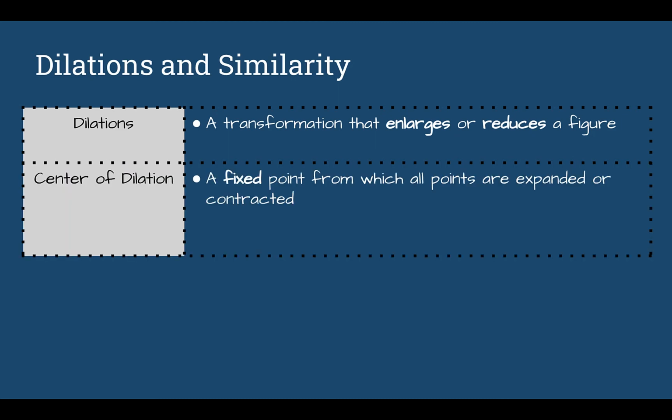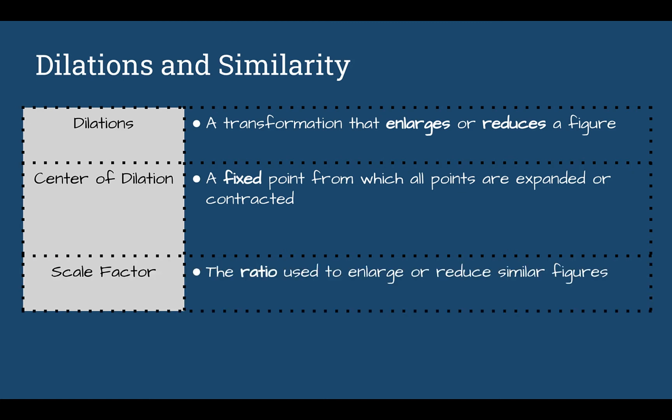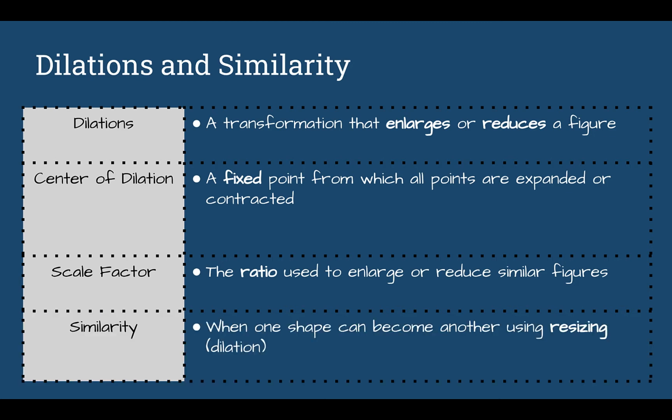When we're doing dilations, you're going to need to know the center of dilation. It's a fixed point from where all the points on the shape are either expanded or contracted. You're also going to need to know scale factor, which is the ratio that you're using to enlarge or reduce similar figures. And another word you're going to see is similarity. So similarity is when one shape can become another using resizing or dilation. So similar figures are just the same shape, but one is a dilation of the other.